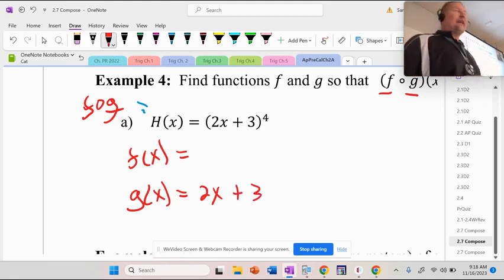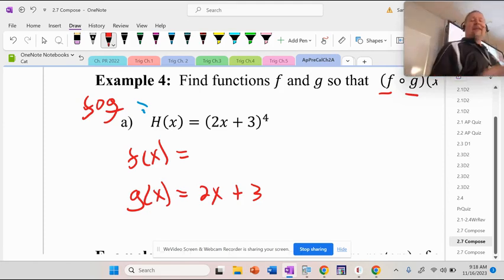Now I'm going to make someone else answer it. He already said the answer, though. So what's f of x then? I think I reversed this last hour. What'd you say? It's x to the 4th.